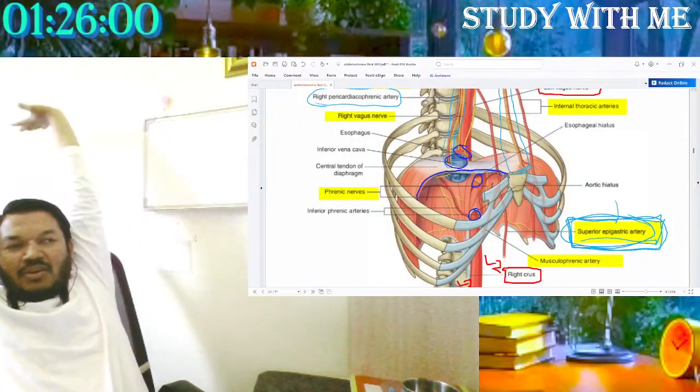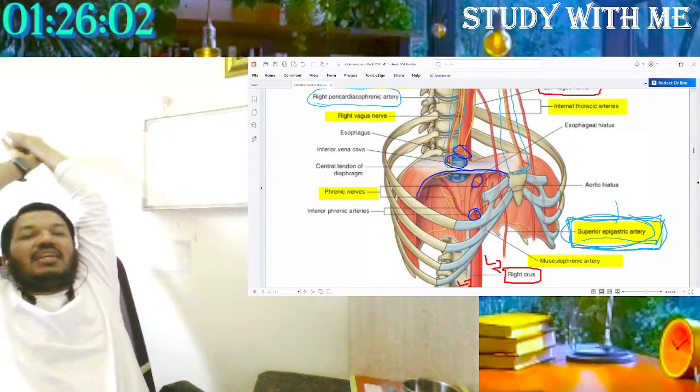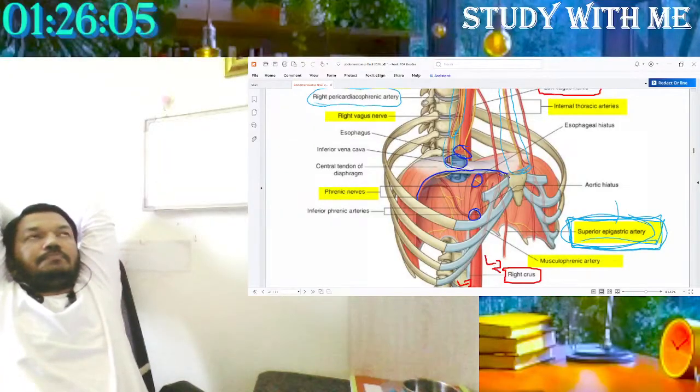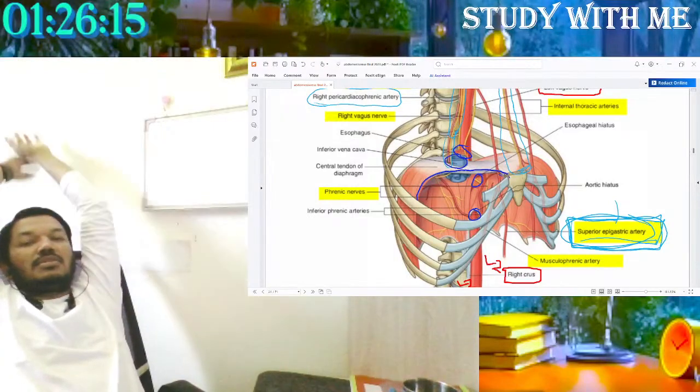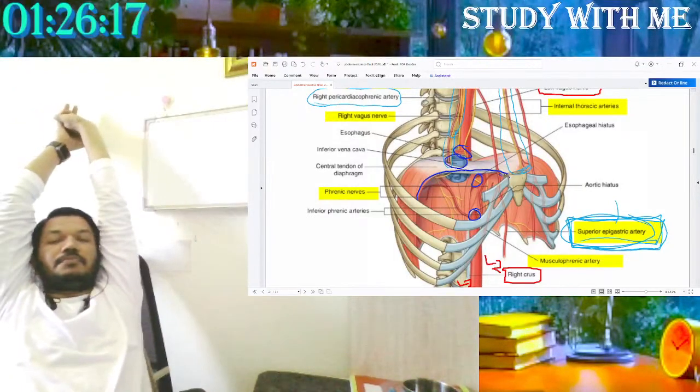If you say anteriorly, posteriorly in this pattern, then you can say anteriorly with the xiphoid process of the sternum, posteriorly with the lumbar vertebra, in the right side lumbar 1, 2, 3, in the left side lumbar 1, 2, and laterally lower 6 costal cartilages.